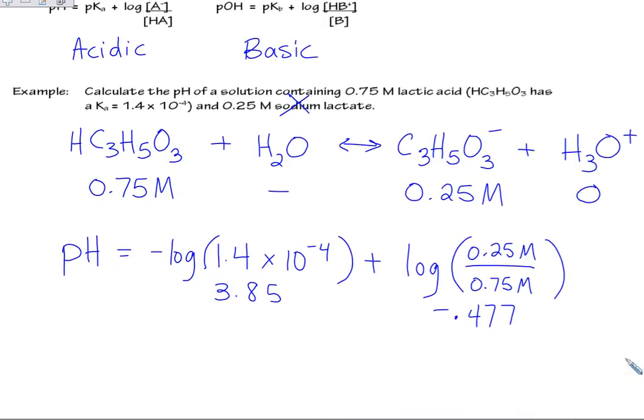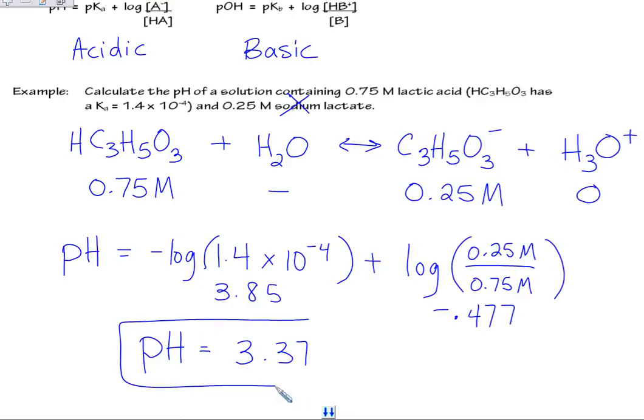So I should get a pH of approximately 3.37. How do you like that, huh? It's just a little quicker. And eventually we're going to get to a point where we might want to do this quicker than setting up multiple ice tables. So you can use this Henderson-Hasselbalch. It's a nice little shortcut, and it is just plug and chug.